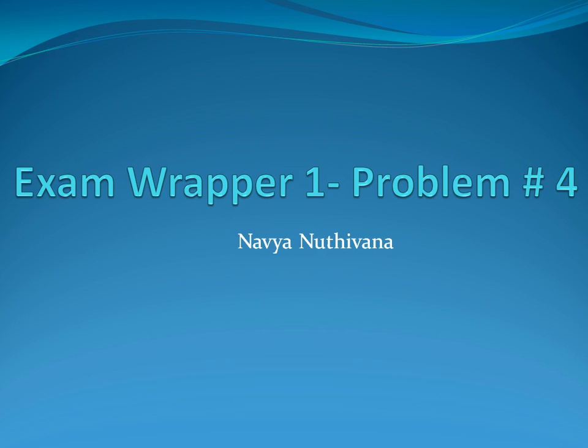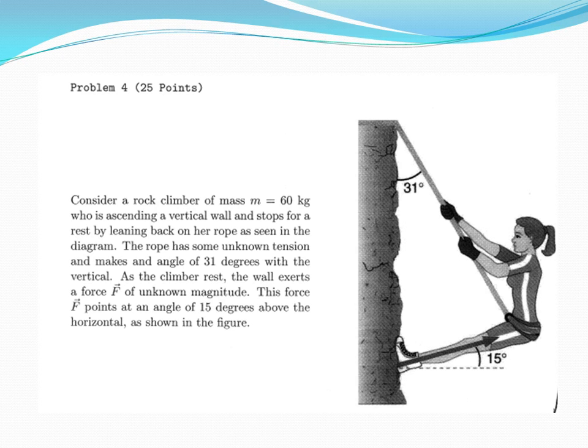Hey everyone, for exam wrapper 1, I decided to redo problem number 4 from the exam. The problem originally states: consider a rock climber of mass m equals 60 kilograms who is ascending a vertical wall and stops for a rest by leaning back on her rope as seen in the diagram. The rope has some unknown tension and makes an angle of 31 degrees with the vertical.